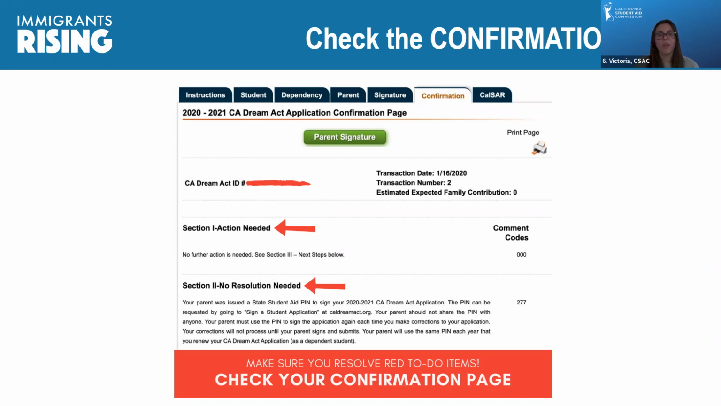If they are a dependent for financial aid and have to put their parent information on, it's super important they remember to have their parent sign. On this confirmation page, there is the parent signature button. If the parent is sitting with them, they can do it right then. If not, there is a separate section for parent signature on the landing page of the DREAM Act application, and we have a screenshot of that in a few slides. So just really making sure they're checking this page. They'll also get an email from CSAC, and then just having that follow-up. The student isn't done right when they submit. There still could be some follow-up needed.